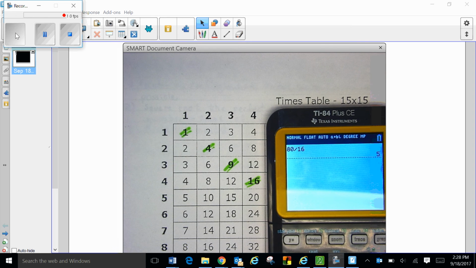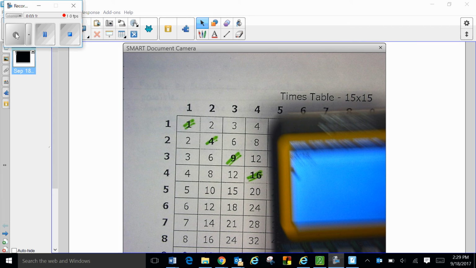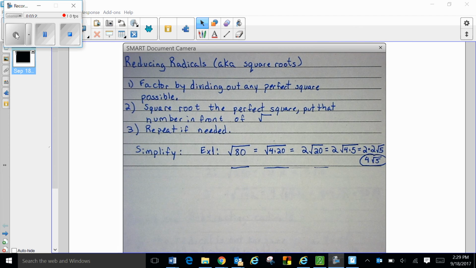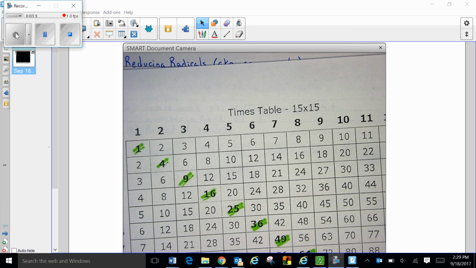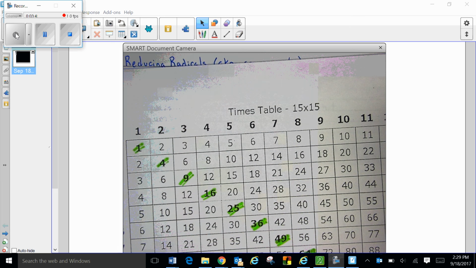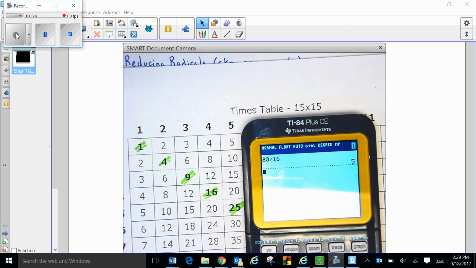Okay, so let's look at the second example. If I ask you to do the square root of 250, the first thing you're going to do is look at your list of square roots and try to decide which one of those numbers will divide evenly into 250. Hopefully 25 rings a bell there. Let's take 250 divided by 25 and see how that works. If you didn't know, you could just start trying all the list. 250 divided by 25.